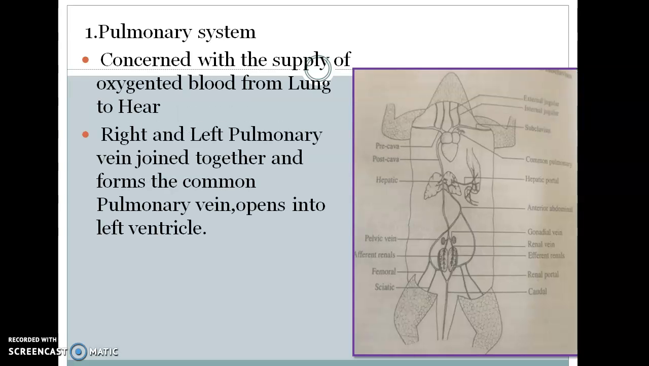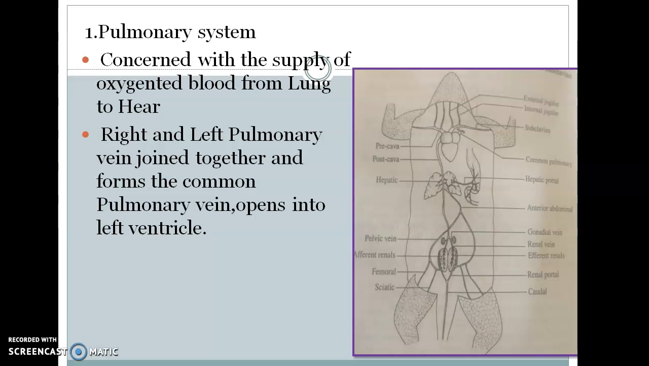The pulmonary system, as the name indicates, is something related to the lungs. It is mainly concerned with the supply of oxygenated blood from the lungs to the heart. In the arterial system we have seen the pulmonary aorta, which branches into the right and left pulmonary arteries that carry impure blood from the heart into the lungs for oxygenation.